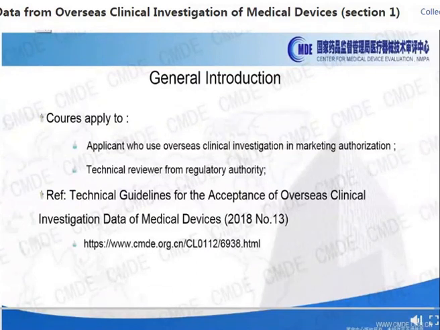My introduction will mainly refer to the technical guidelines for the acceptance of overseas clinical investigation data of medical device, which was released in January of 2018. The Chinese version of the technical guidelines is published on the official website of CMDE, which is attached on the slides. If you are interested, you could look for more details there.